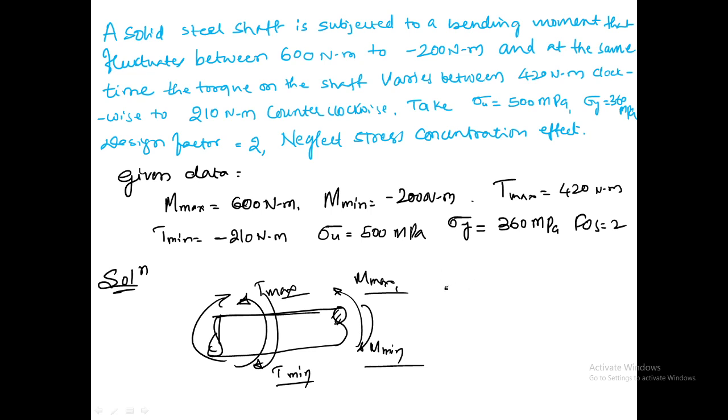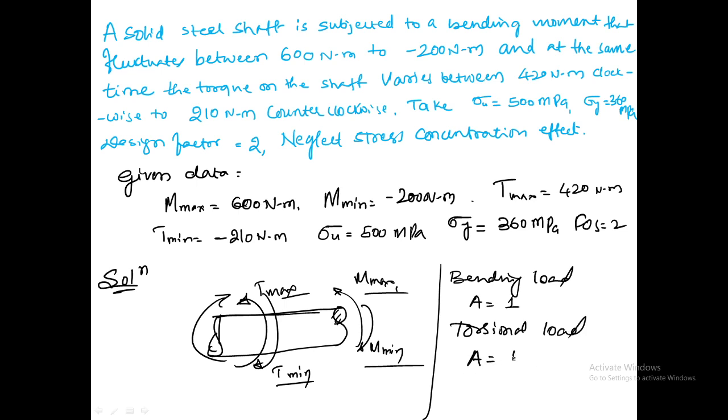Now, again it is subjected to two types of loads. One is a bending load, so let us take A equal to 1 here. For the torsional load you can take A equal to 0.7, and assume B equal to 0.85 and C equal to 0.85.